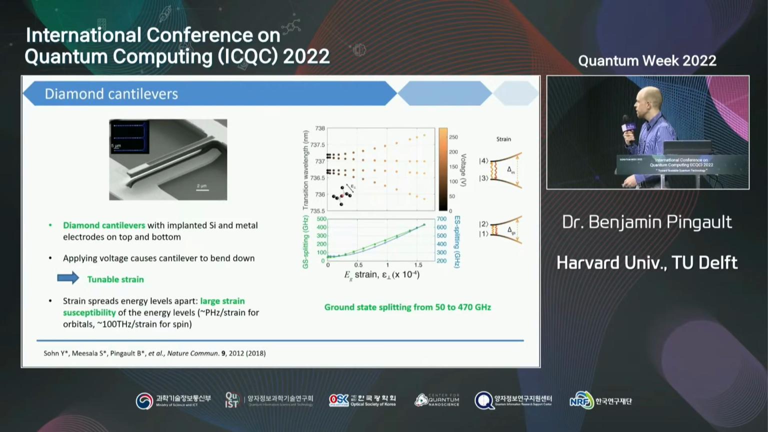While doing that, we realized that the SiV has actually a quite remarkable strain susceptibility, of the order of petahertz per strain for the orbitals, so those two levels, and for the spin state, 100 terahertz per strain, which is like 4 orders of magnitude compared to the NV center, for example.